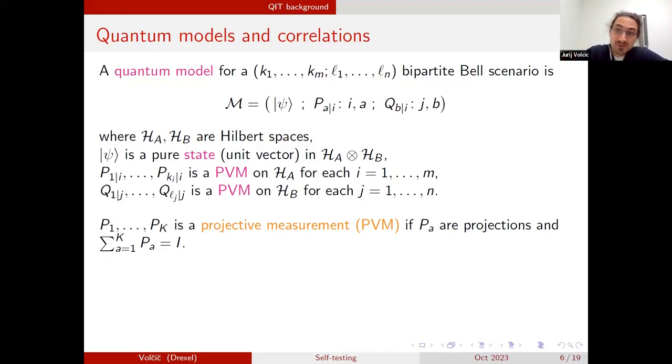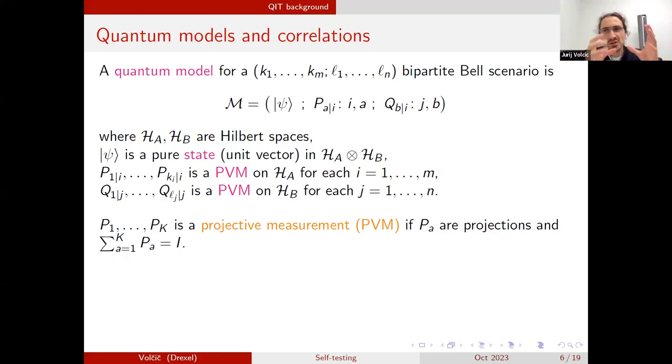So what does a model consist of? Well, two Hilbert spaces, one for the first party, one for the other party. Hilbert spaces, in my talk, are mostly going to be finite dimensional, so think of C to the D or something like that. The state lies in the tensor product of both. I'm only going to focus on pure states, so a unit vector in HA tensor HB, that's mostly going to be entangled.